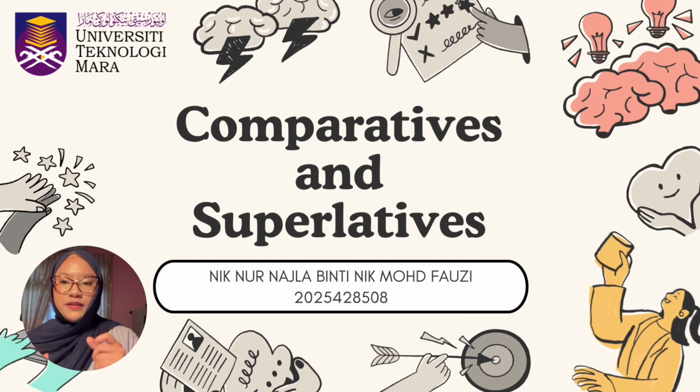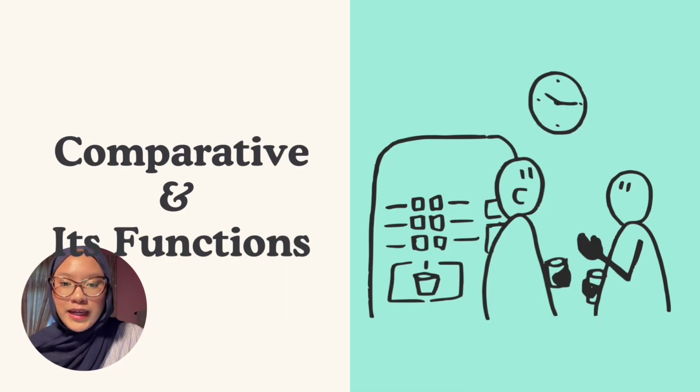about my topic for EPE447 oral presentations, which is comparatives and superlatives. Comparatives and superlatives are very important in describing and comparing things in English. If you notice, in everyday conversations, we often compare objects, places, people, or even events. For example, saying something is bigger, better, or more beautiful. That's where comparatives and superlatives help us. So let's start with comparatives.